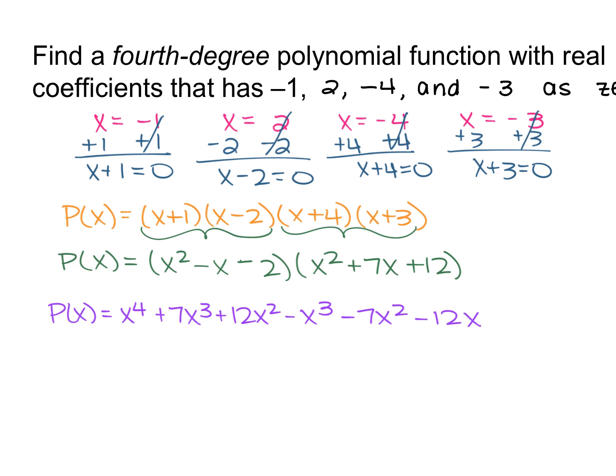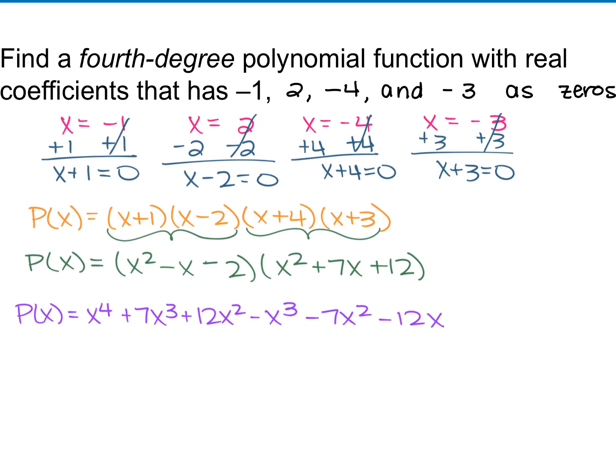Now we can move on to the negative 2 being distributed in. That negative 2 times x squared is negative 2x squared. Then the negative 2 times 7x is negative 14x, and negative 2 times 12 gives us negative 24. Our last thing that we need to do here is just combine like terms.